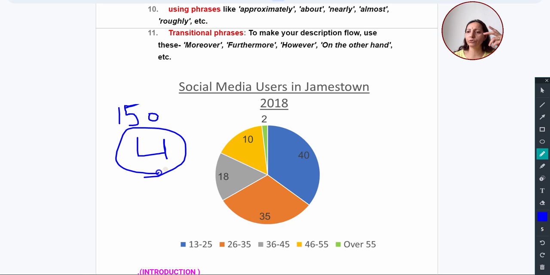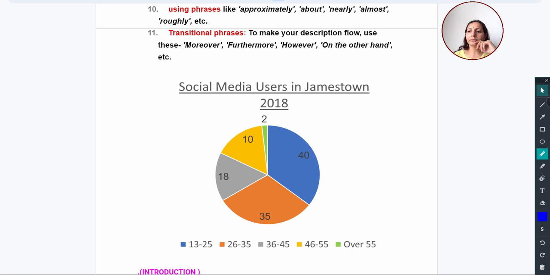4 paragraphs, what you have to write: first is introduction, second is overall paragraph, third is body detail paragraph, fourth is also, you can say, body detail paragraph. Okay, so now I will show you the sample answer.